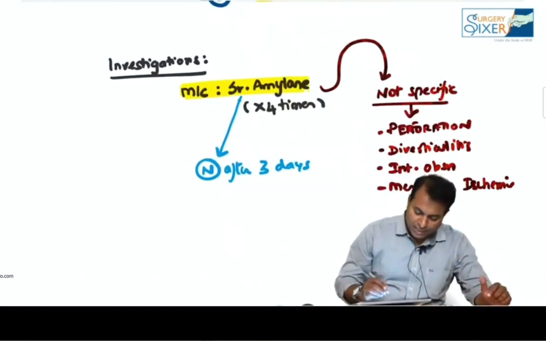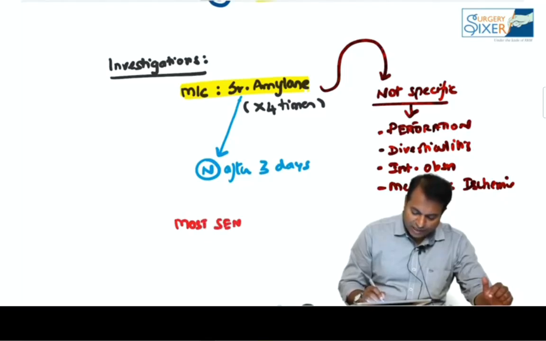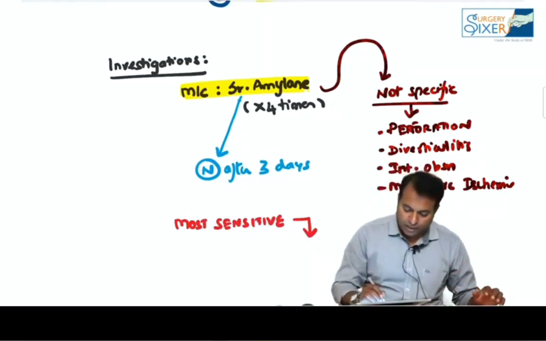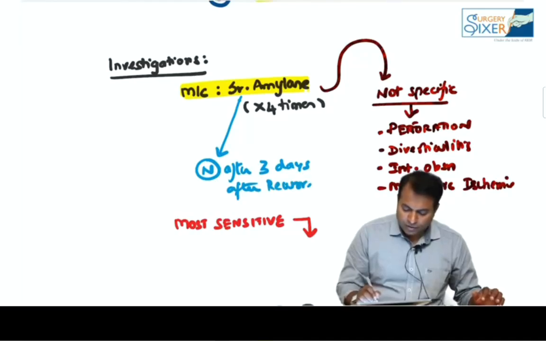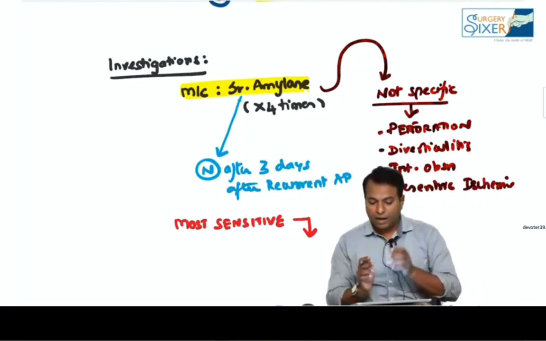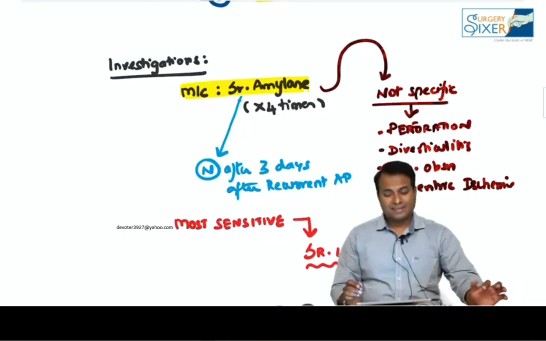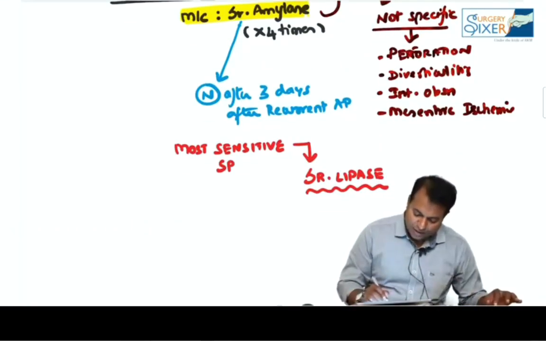So therefore, what is most sensitive? We can clearly say amylase is not the most sensitive. Many times it will become normal after 3 days, and it will also become normal after recurrent attacks. After recurrent acute pancreatitis, it will become normal. Therefore, the most sensitive test is serum lipase. Serum lipase is the most sensitive test.